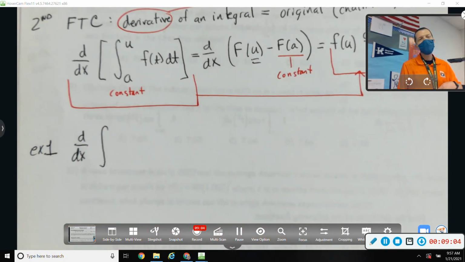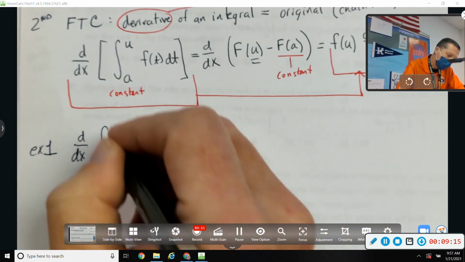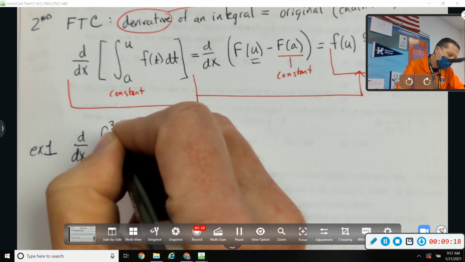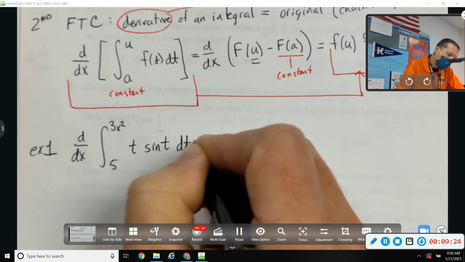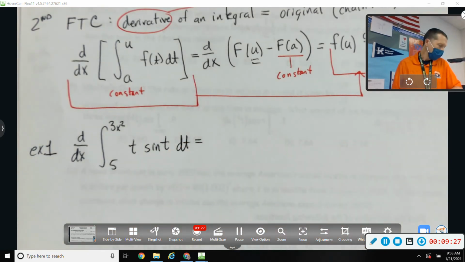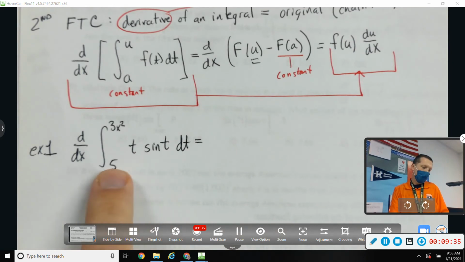So d dx of the integral. So already we should be thinking, wait a minute, those two things undo each other. Those are opposite things. So this should be, in some ways, an easy problem, because we're just going to cancel each other out here. From 5 to 3x squared of t sine t dt. I don't want to, and in fact I can't, take the integral of t sine t. I don't know what that is. But I do know that once I take the integral of it, I will take the derivative of it, and so that'll get me right back to where I started.